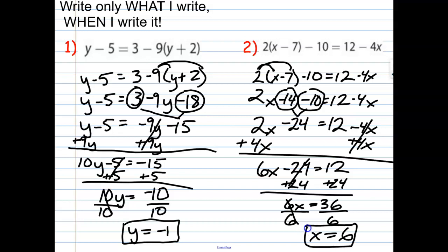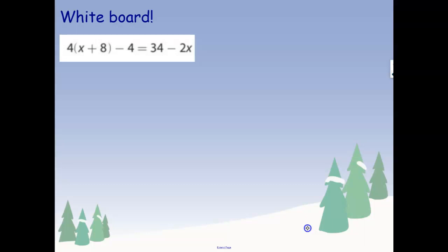Hooray for algebra! All right, let's go ahead and grab a scratch paper. Try this one problem.